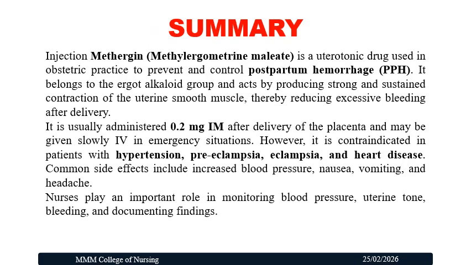Summary. Injection Methergin is a uterotonic drug used in obstetric practice to prevent and control PPH. It belongs to the ergot alkaloid group and acts by producing strong and sustained contraction of the uterine smooth muscle, thereby reducing excessive bleeding after delivery. It is usually administered 0.2 milligram IM after delivery of the placenta and may be given slowly IV in emergency situations. However, it is contraindicated in patients with hypertension, preeclampsia, eclampsia and heart disease.